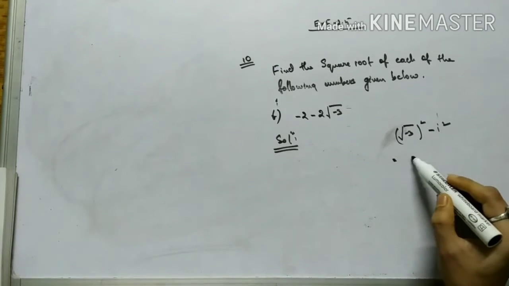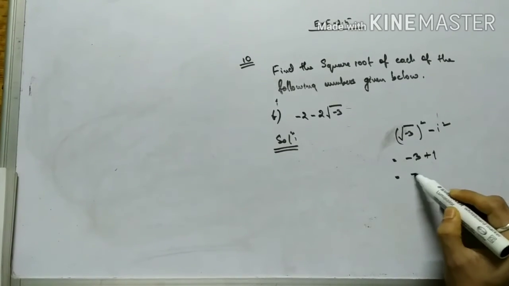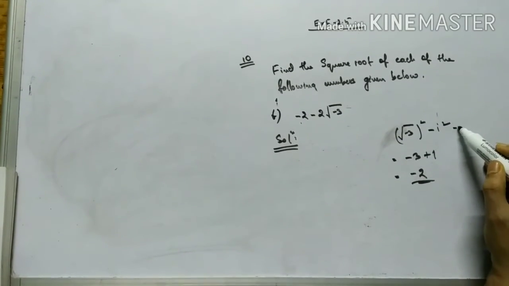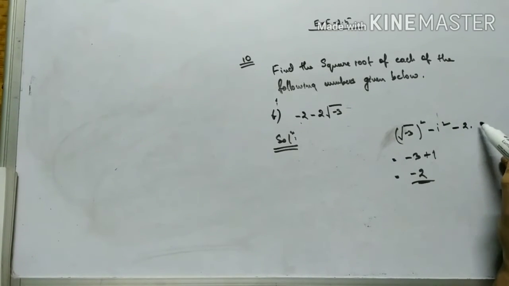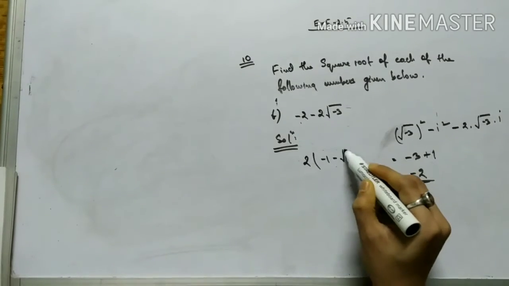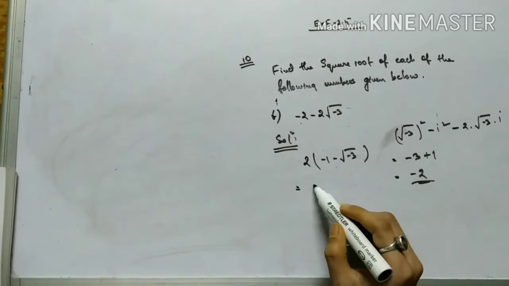This gives me minus 3 plus 1 minus 2 I will get. Okay, minus 2 I will get, and this will be minus 2 into root over minus 3 into i we can do. But in here i is not there. That is also a problem. Minus 2 there. If I take 2 common, minus 1 minus root 3. So this one.